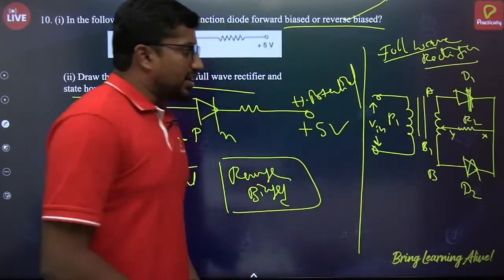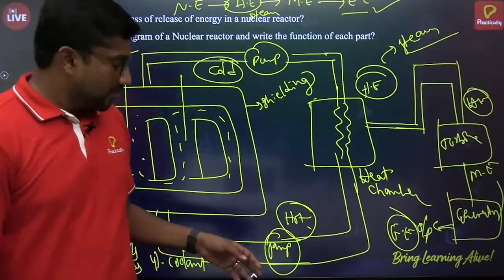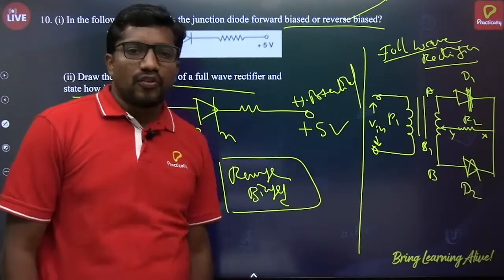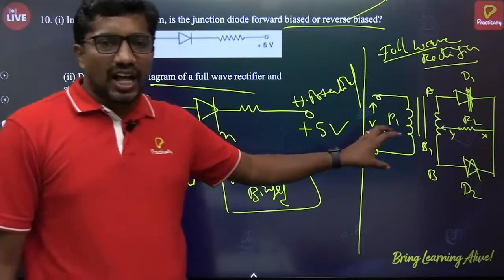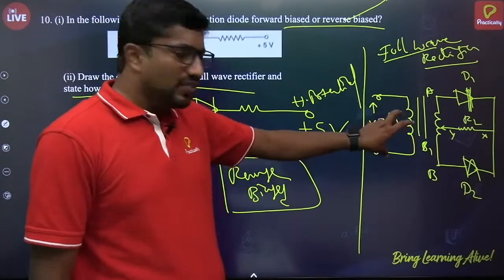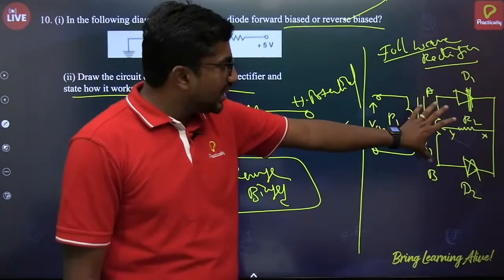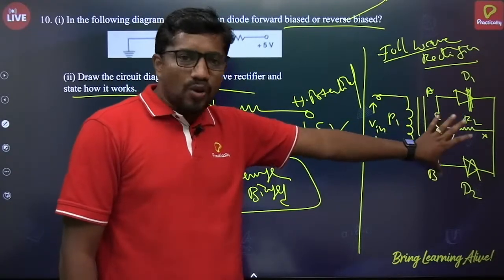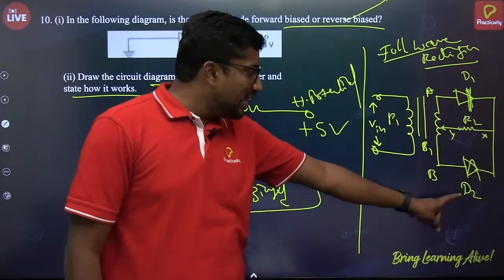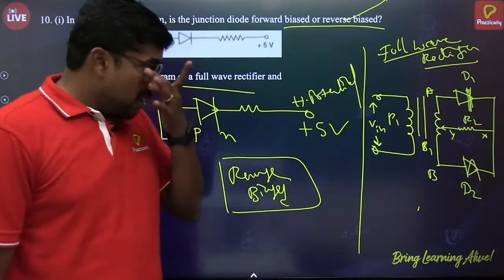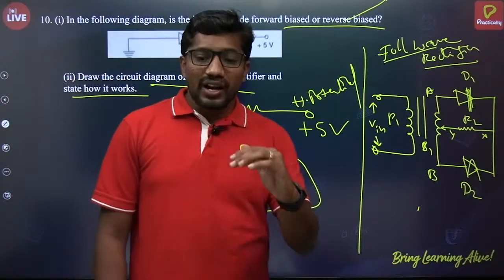So the full wave rectifier, how is it going to work? This is the simple arrangement of a full wave rectifier. It consists of a transformer, and this is the primary coil of the transformer and this is the secondary coil. To the secondary coil of the transformer, that means the output side, two diodes D1 and D2 are connected as shown in the figure. All right, now here we are giving AC input. What input are we giving?